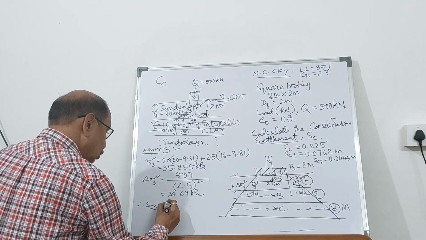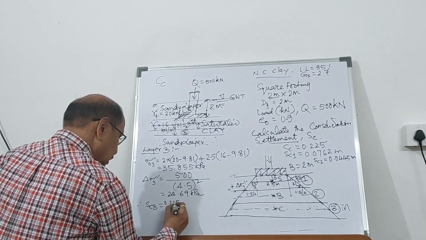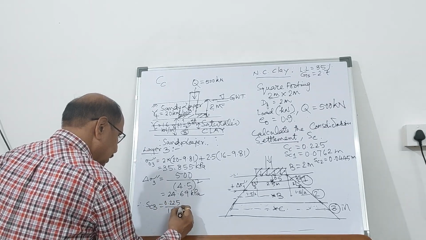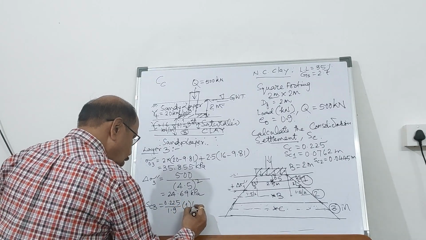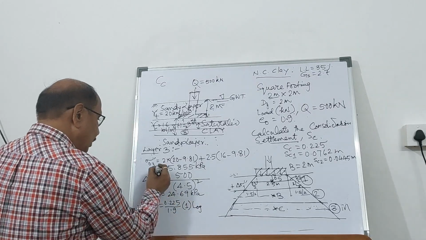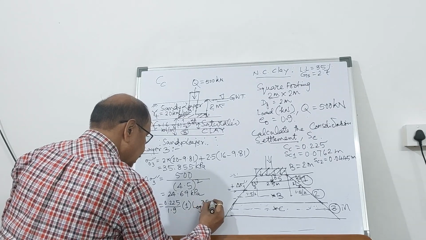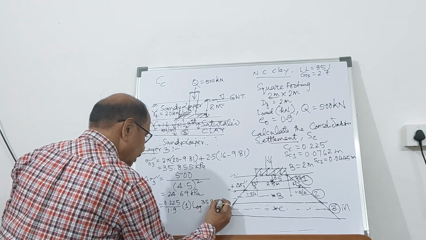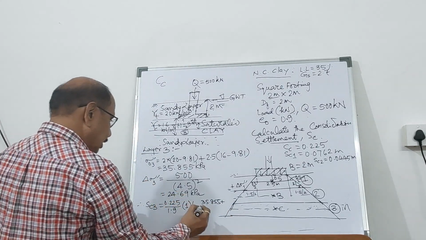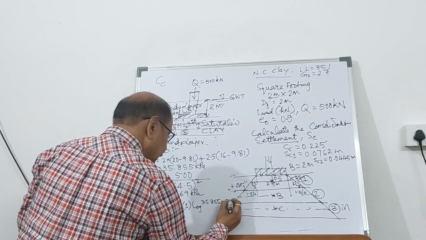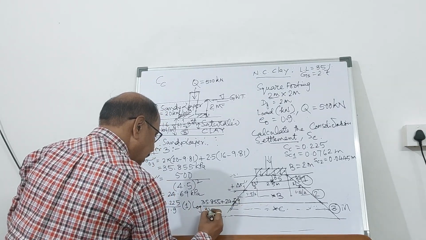Now, therefore, SC3 equal to Cc, 0.225, divided by 1 plus e naught, into H3, that is 1 meter, into log of sigma naught prime, that is 35.855 plus delta sigma prime, that is 24.69, divided by sigma naught prime.